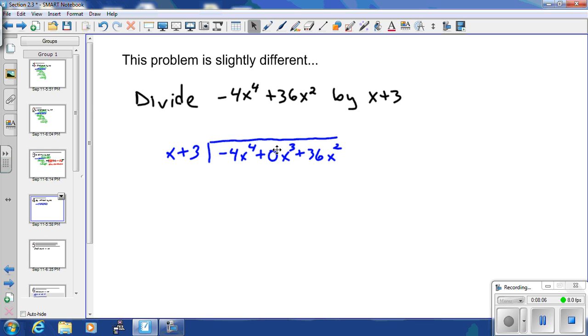This one's slightly different here. This time we're dividing into something that starts with an x to the fourth, but it doesn't have an x to the third term, and then it does have an x squared. When something like that happens, we have to make sure that we fill in with 0 coefficients for the missing exponents. So once you've done that, this problem will work out the same. So we'll go ahead and do that. Pause it if you want and see if it works out correctly here for you.